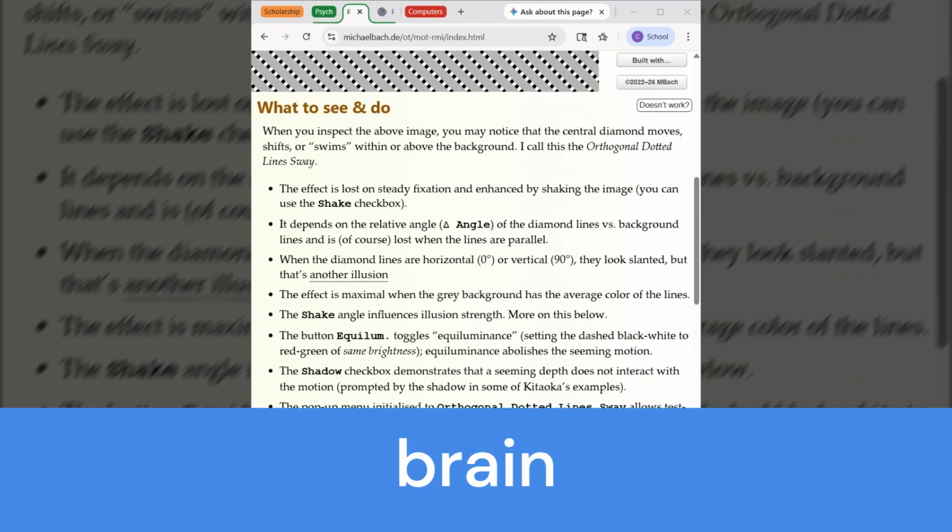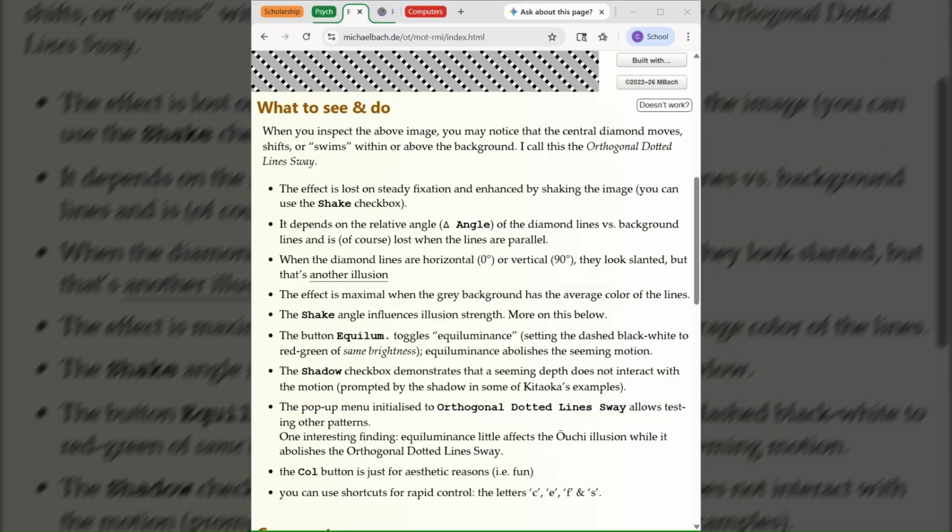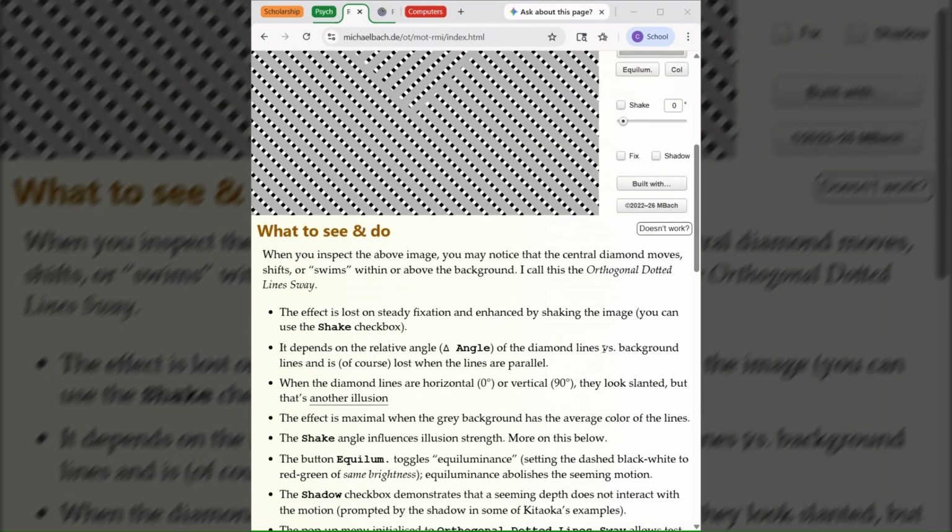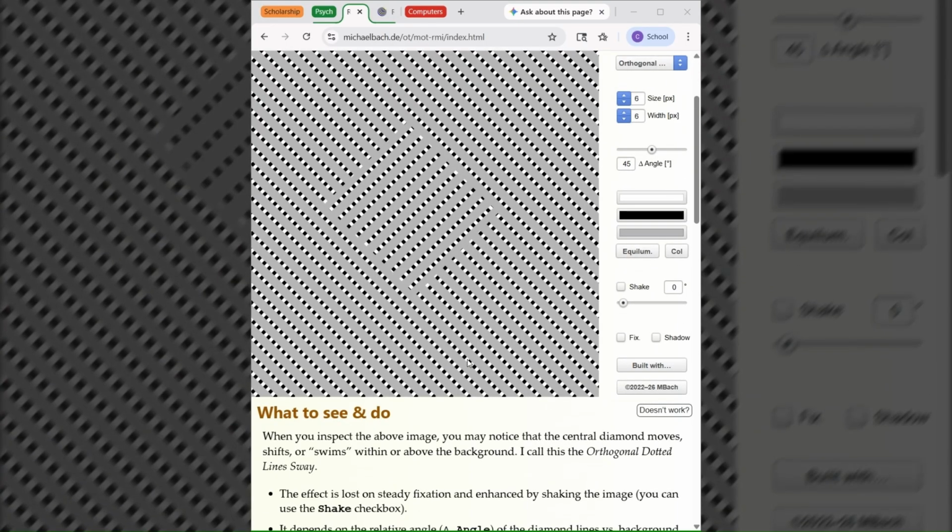Second point: the brain integrates motion locally, not globally. Michael Bach's research shows that this illusion is best explained by motion integration. The brain combines many small local motion signals into a single global interpretation. When these signals conflict, the brain smooths them into a sway look.